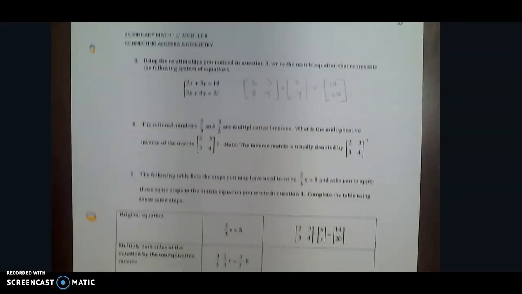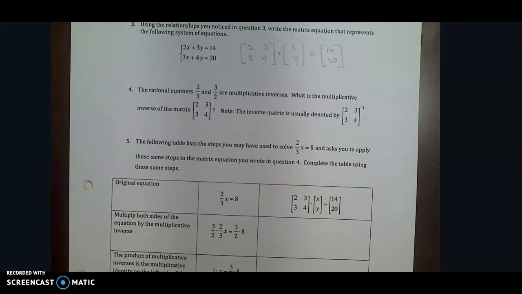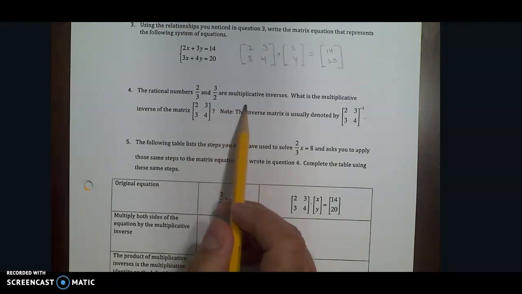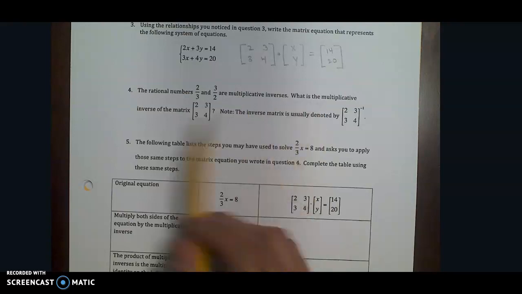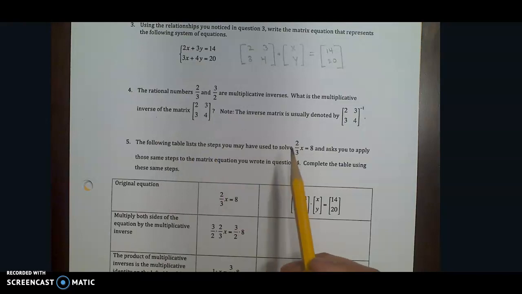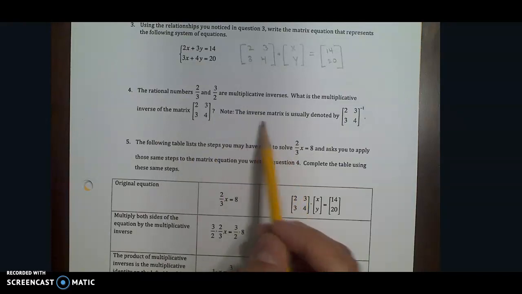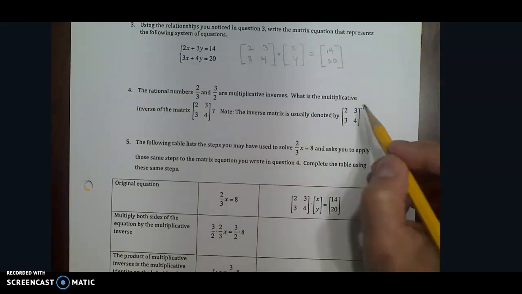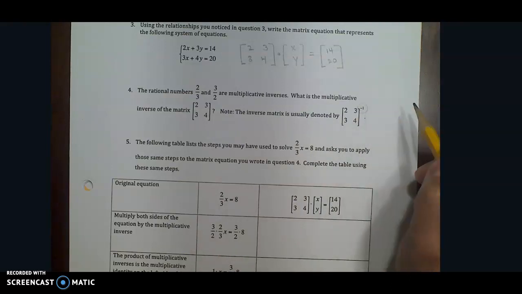Okay, example number 4 says rational numbers 2/3 and 3/2 are multiplicative inverses. So we want to find the multiplicative inverse of the matrix 2, 3, 3, 4. So note the inverse matrix is usually denoted by this notation. Again, we talked about this before we left last week, that this -1 is a notation for the inverse matrix of multiplication.